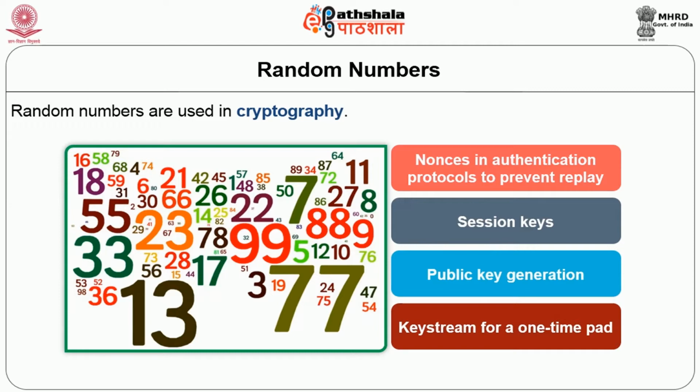The third is public key generation. As I started my discussion with the RSA algorithm, it starts with two prime numbers, and those are randomly generated. And the fourth is the key stream for a one-time pad. That also I explained, that in many transactions you are using this one-time password.